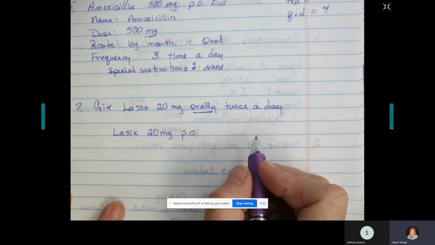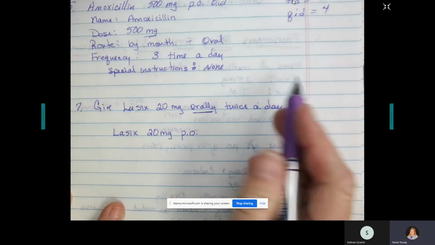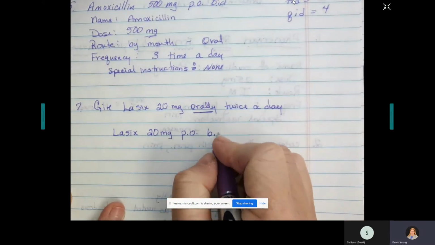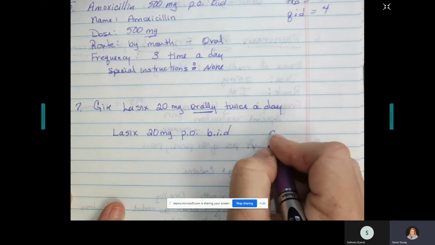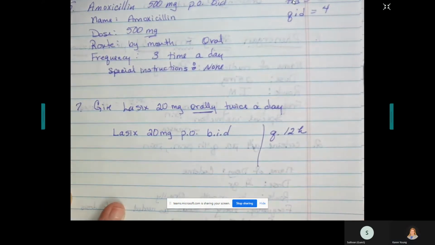Twice daily, how can I write that? Could I use the BID for twice daily? Could I use every 12 hours? Yeah. There's probably a couple others I could use also, but those would be the two most common, the BID or the every 12 hours.